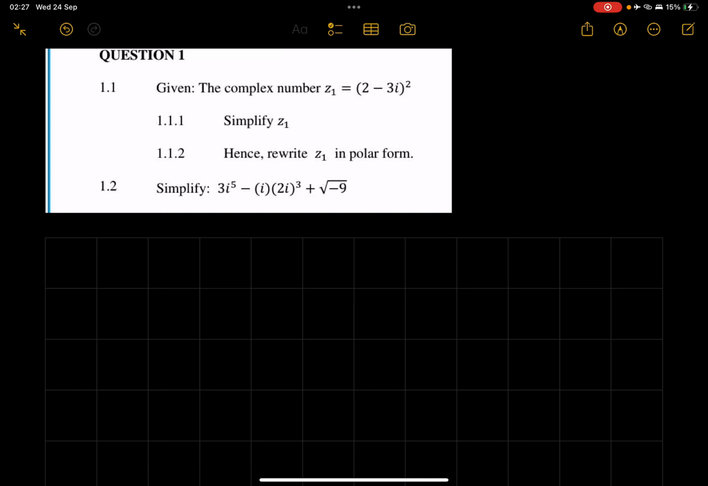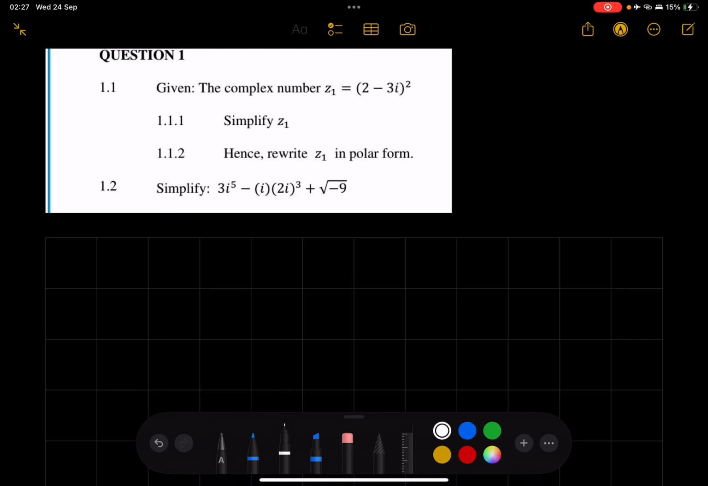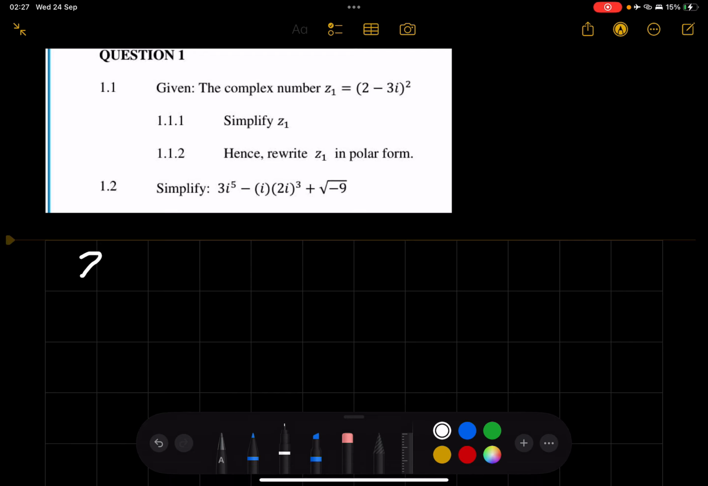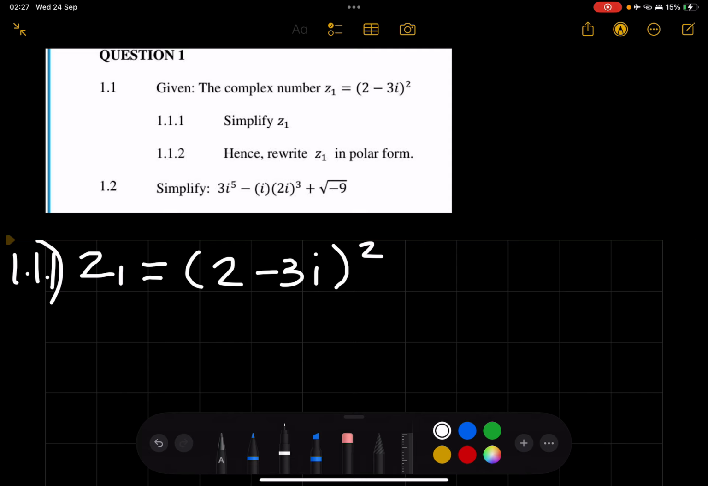Today we're tackling complex numbers, question 1 from our paper. Let's go step by step. So on the first question, we are given Z1 equals 2 minus 3i squared, and we want to simplify this, right? This is question 1.1.1. So step 1, we're going to expand the bracket.